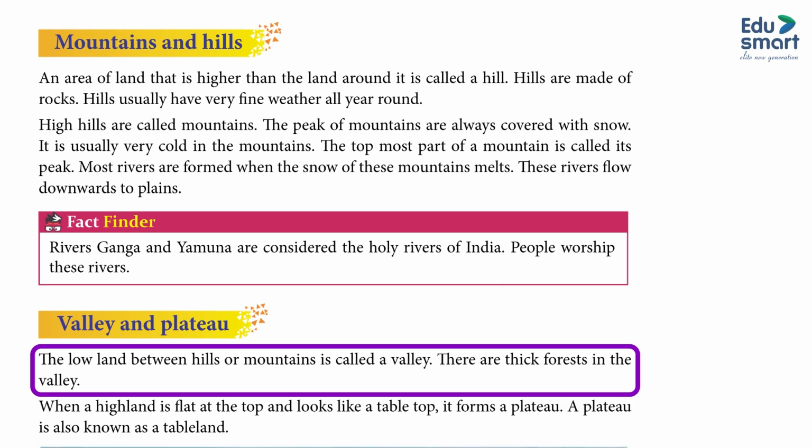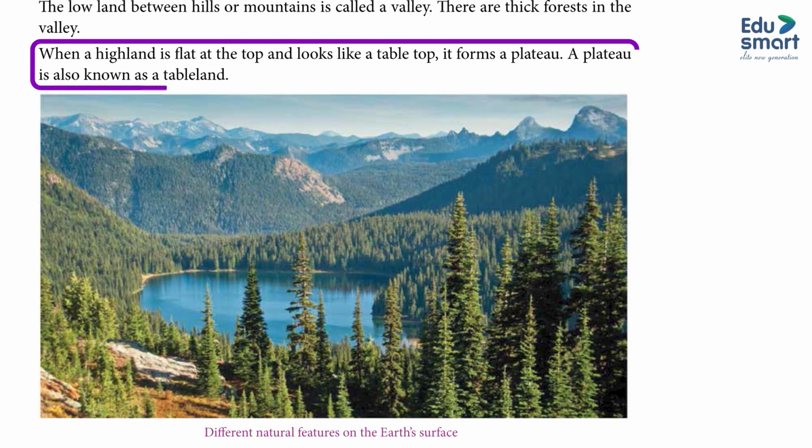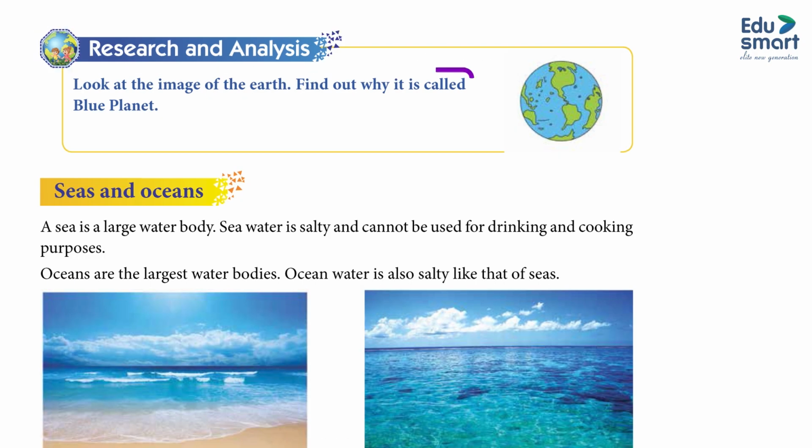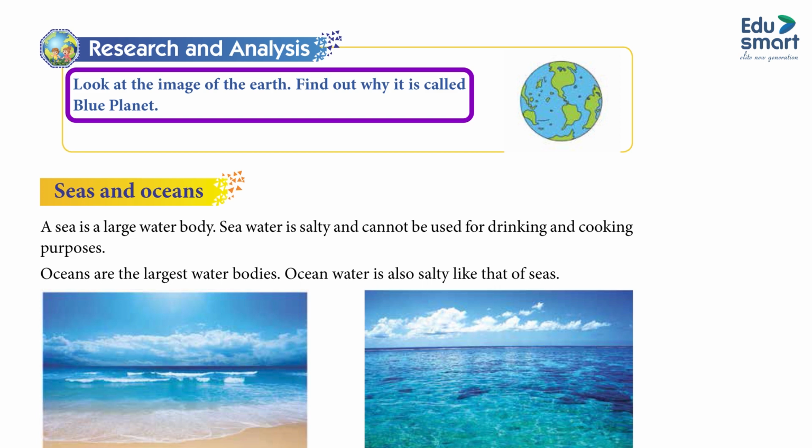The valley and plateau. The low land between hills or mountains is called a valley. There are thick forests in the valley. When a highland is flat at the top and looks like a tabletop, it forms a plateau. A plateau is also known as a tableland. Research and analysis. Look at the image of the Earth. Find out why it is called the blue planet.